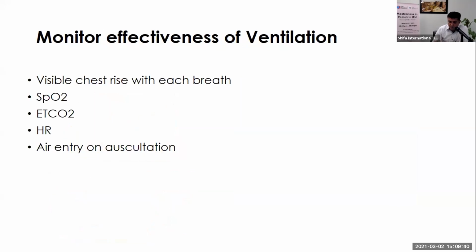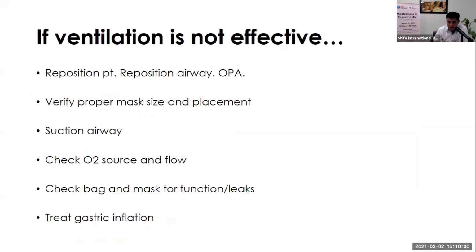How do we know if the patient is having effective ventilation or not? You simply look for a good chest rise with each breath. Your oxygen saturation will improve. If you have end-tidal CO2 monitoring available, the end-tidal CO2 will come down gradually. There will be improvement in the heart rate, and if you auscultate the chest, there will be good air entry. If your ventilation is somehow not effective, you have done everything, your position, your suction, and it's not getting better, you go back, reposition him, and apply oropharyngeal and nasopharyngeal airways.